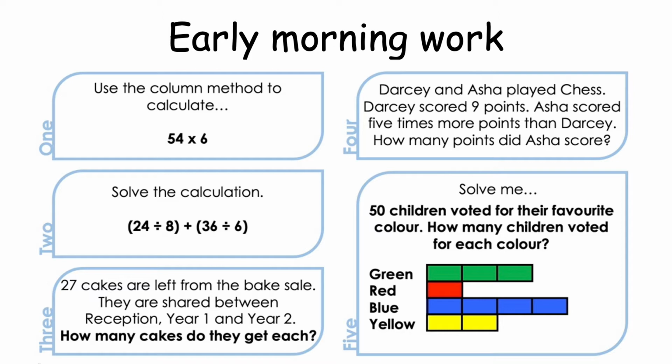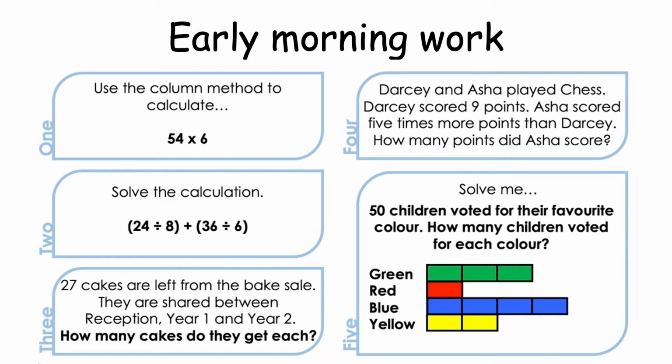Number 2, solve the calculation. 24 divided by 8, add 36 divided by 6. A little bit of a clue: whatever goes in brackets you do first. Find the answers to what's in brackets and then add those two numbers together.